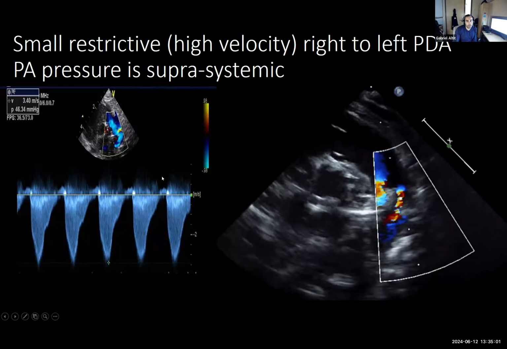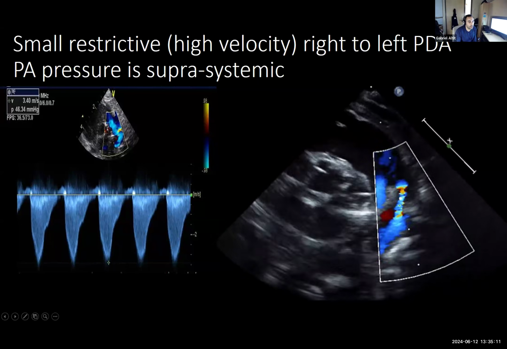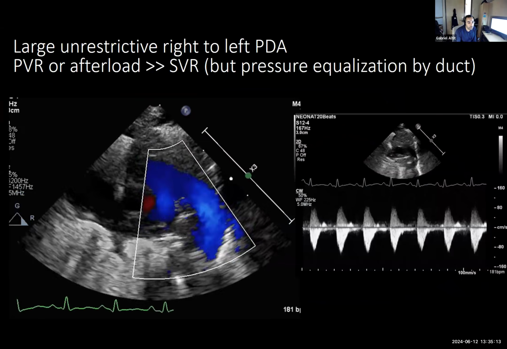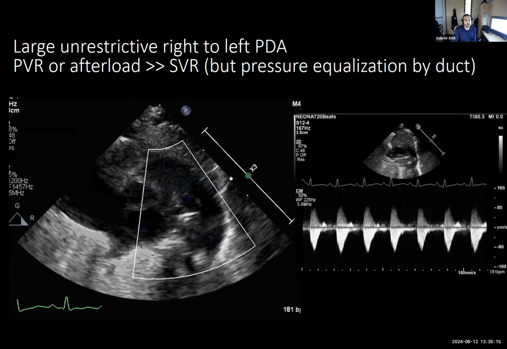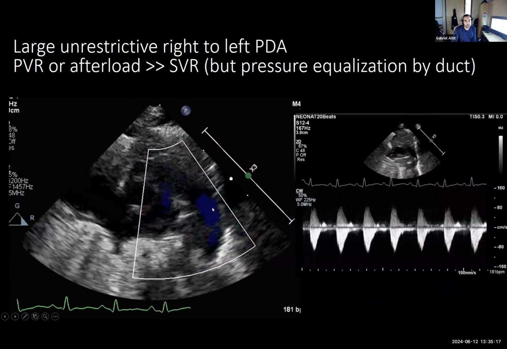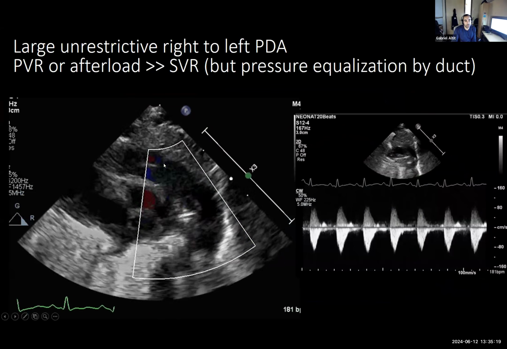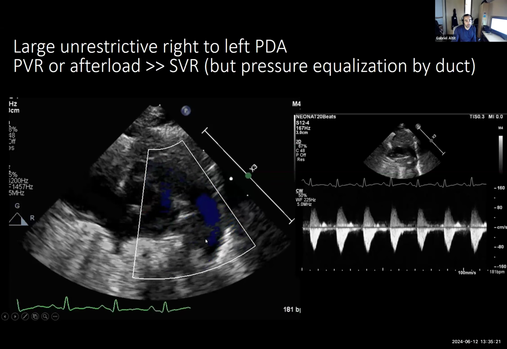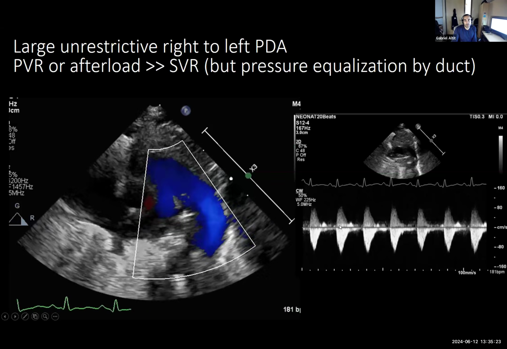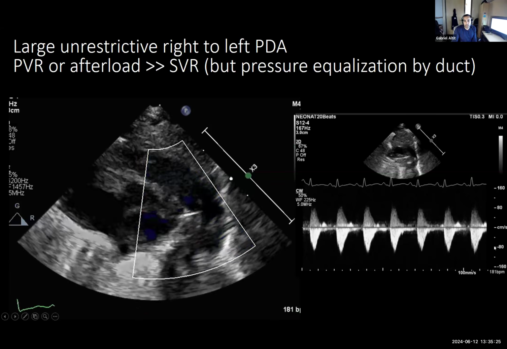Now, you have to remember that we're using the Bernoulli equation and that the duct is a tubular structure and not a narrow point. So we might be underestimating actually the real velocity gradient. Here you have actually a relatively large duct that is right to left. It's completely blue going from the PA to the systemic compartment. And you can see that the velocity are relatively low.